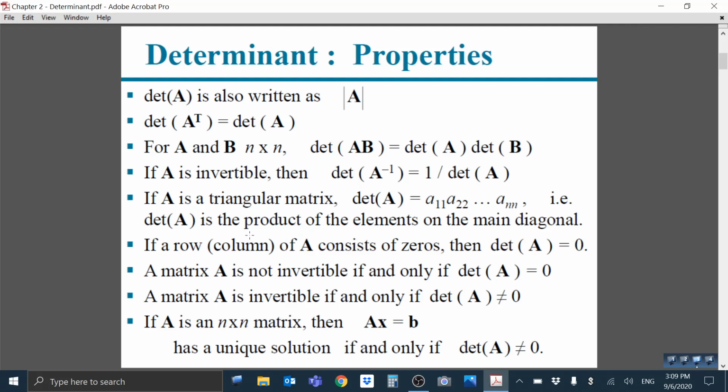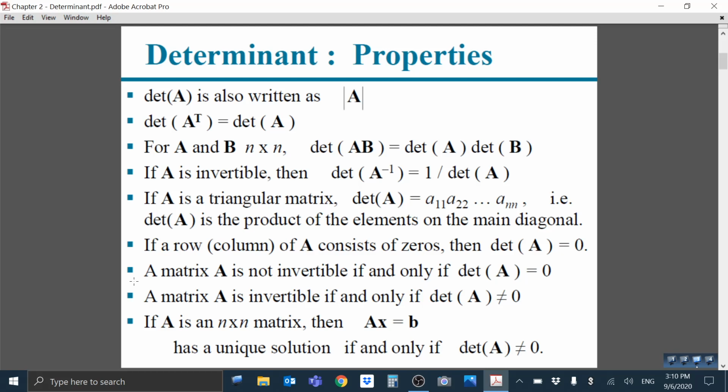Another important property is if I have a row of zeros in a matrix or a column of zeros, then determinant of the matrix will be 0. So I don't need to do any computation. A matrix A is not invertible if and only if the determinant of the matrix is 0. And the matrix A is invertible if and only if the determinant is different from 0. So if the determinant is -6, the matrix is invertible automatically.